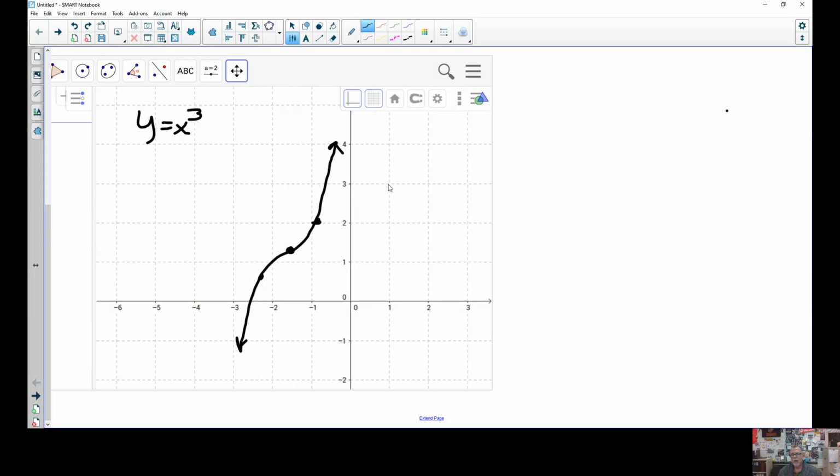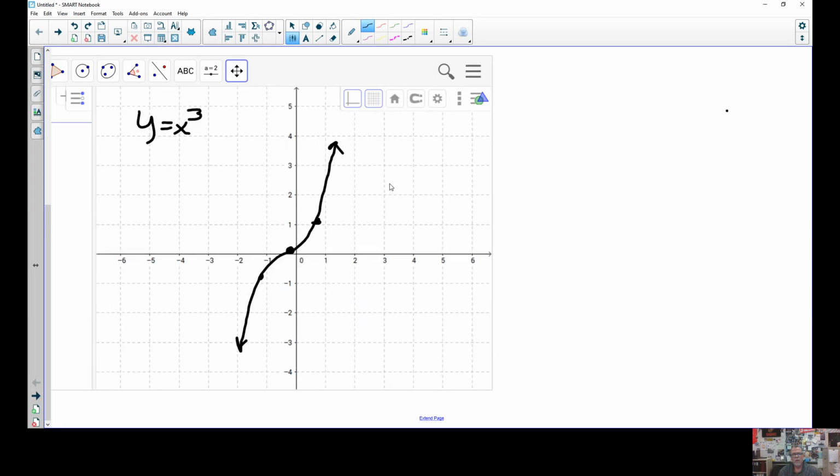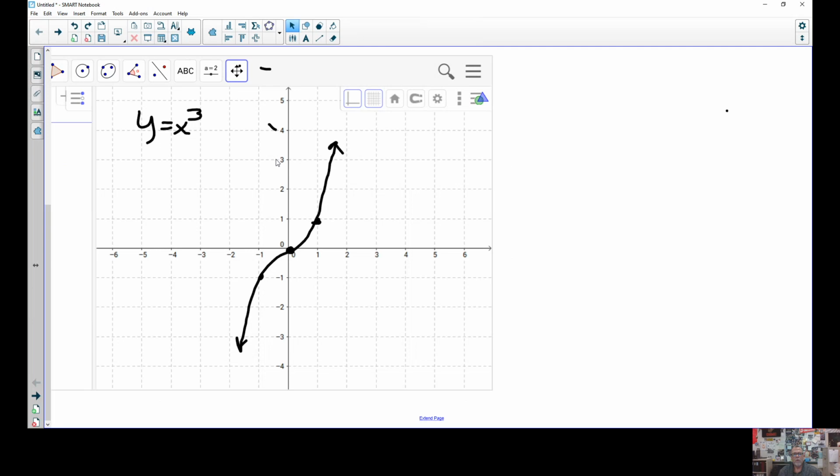Now, there are some definitions. Whoa, I did not want to do that. Let me do this again. Move that back where it needs to be.